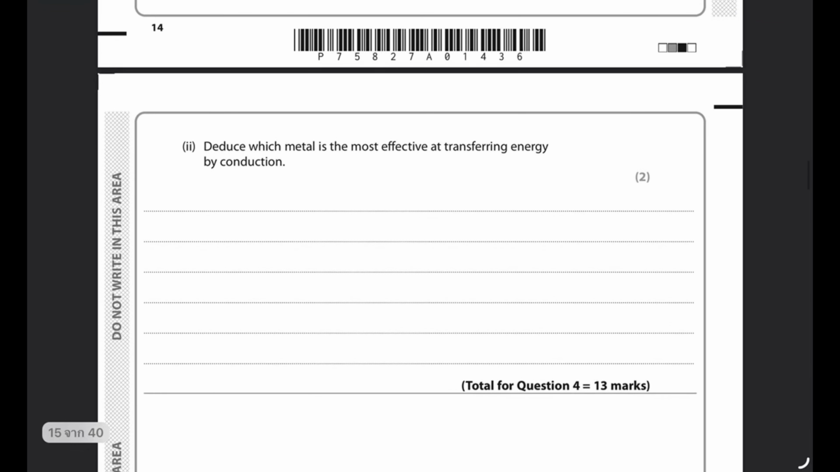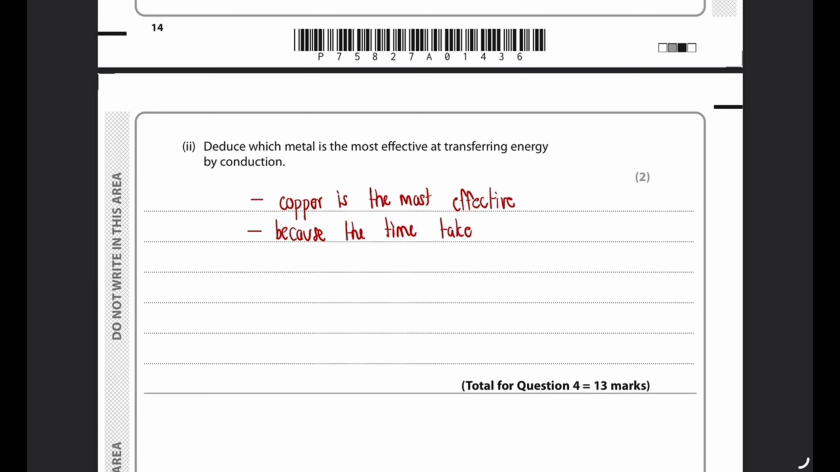Okay, then question II. Deduce which method is the most effective at transferring energy by conduction. So, copper is the most effective because the time taken is shortest.